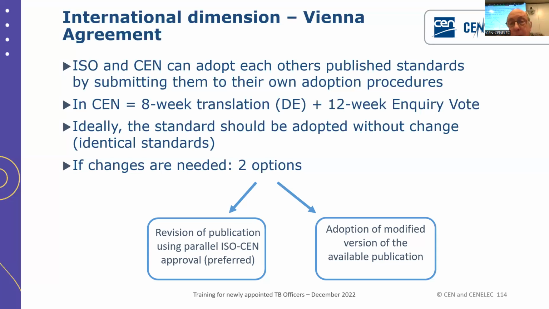What may be different, of course, is that at the end of the process, if there is a disagreement between the global view and the European view, then there are basically two options. One of the options is the revision of the CEN ISO standard, or it can be a development of a CEN document based on the ISO standard, the ISO initial standard.